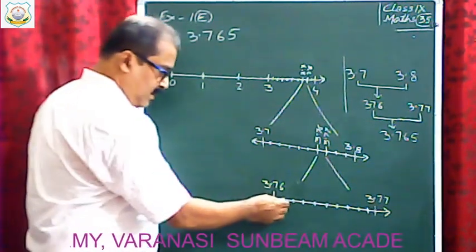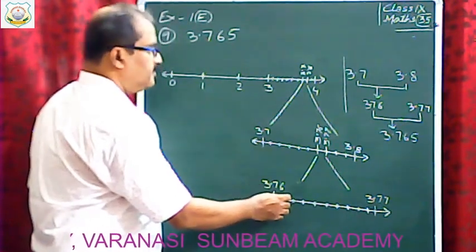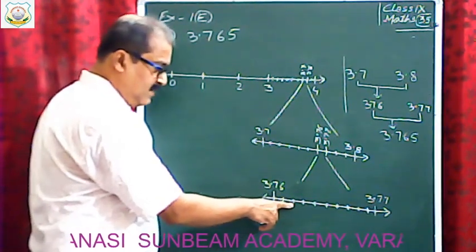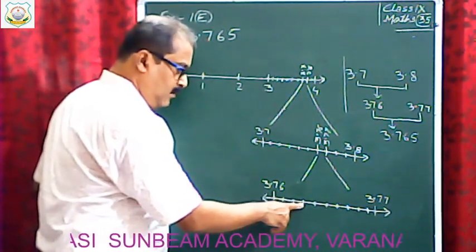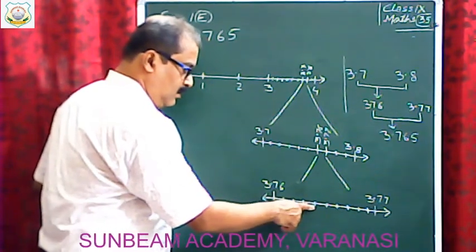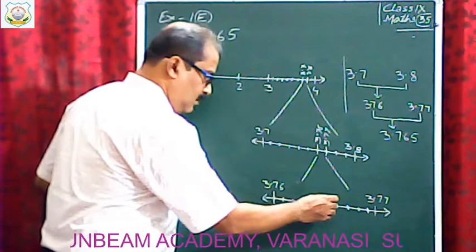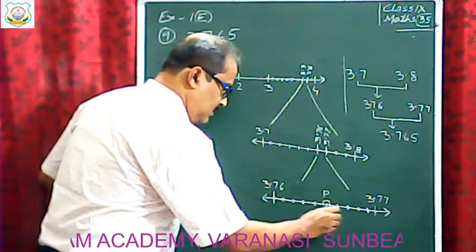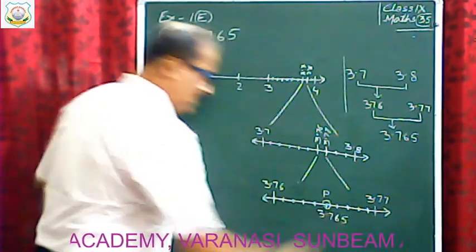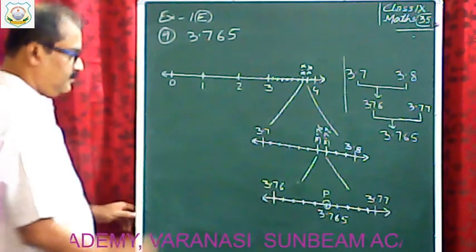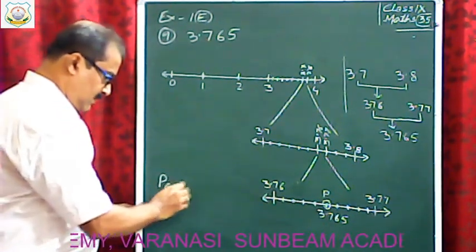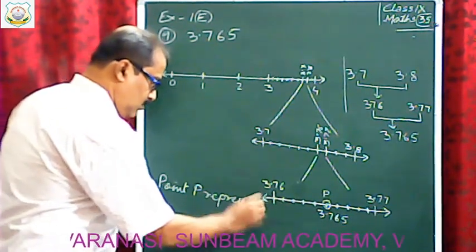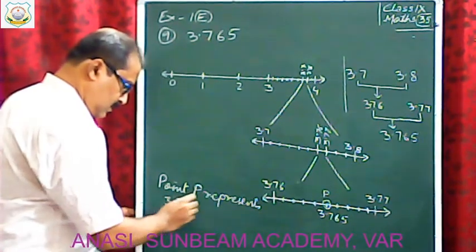Okay, so first point is 3.761. Then second point is 3.762. Thereafter 3.763. Thereafter 3.764. Thereafter 3.765. So finally we get point P represents 3.765.